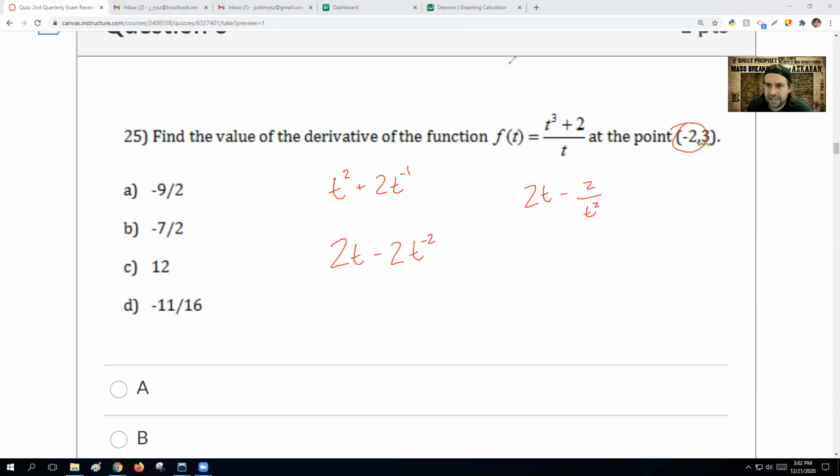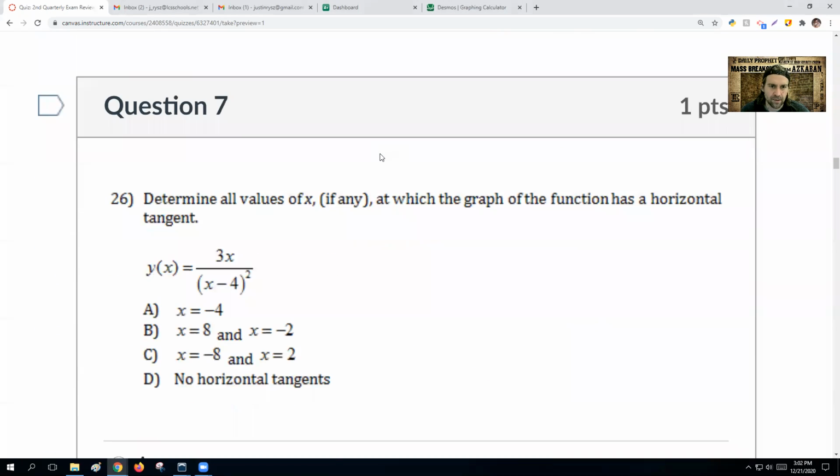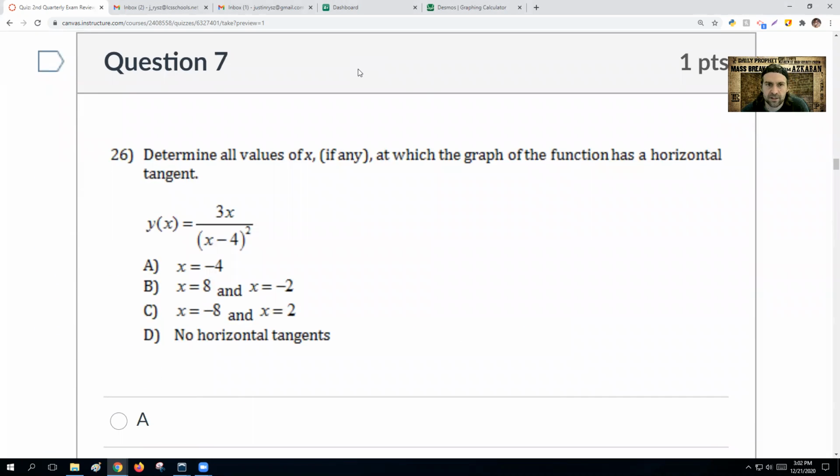That's a whole lot easier to plug in negative 2. So what's 2 times negative 2 minus 2 divided by negative 2 squared? Not going to change too much. So we get negative 4 minus 1/2, right? And that is negative 9/2. That is choice A. You could have done low d high minus high d low and got the same answer. There we go. Going through this review pretty quickly. It is review.